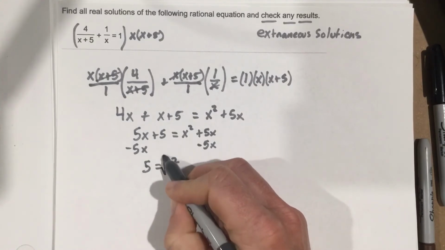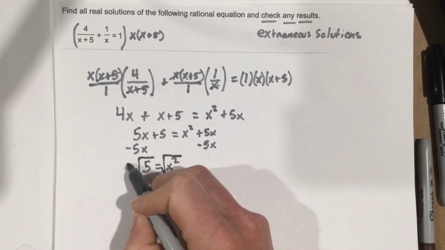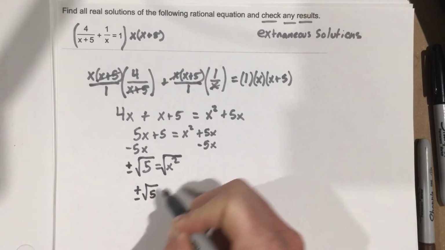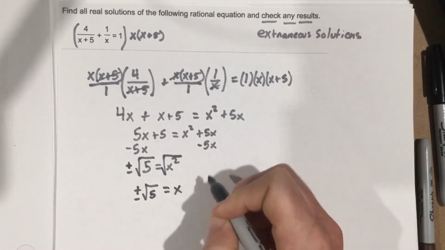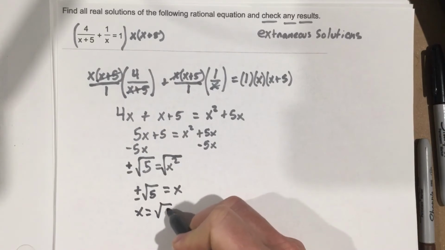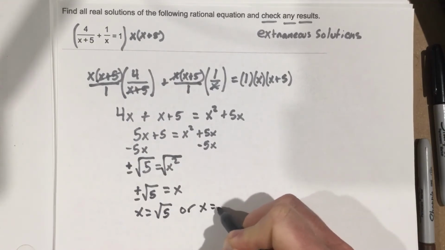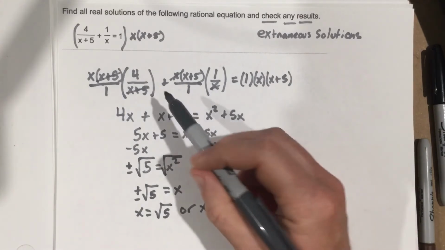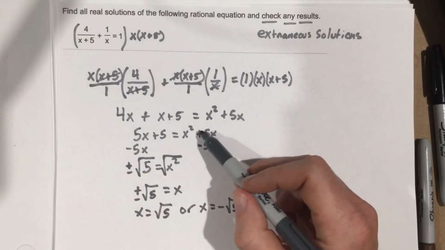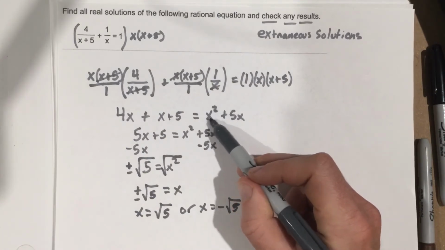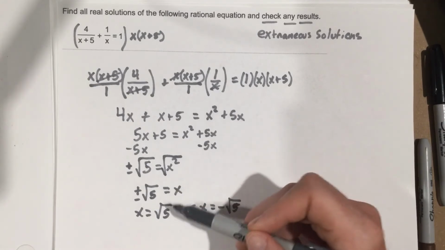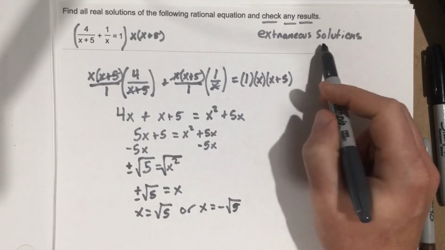So I'm going to square root the x squared side, square root this side. That's going to be plus and minus whatever that root is. So I end up with plus and minus root 5 equals x. So my solutions are x equals root 5 or x equals negative root 5. Now, I think those are solutions, but I need to check those. See, notice when we multiplied by the x and the x plus 5 across the equation, we ended up with a quadratic. Anytime you end up with a quadratic, you've got to really watch out that you didn't get an extra solution, which is extraneous.